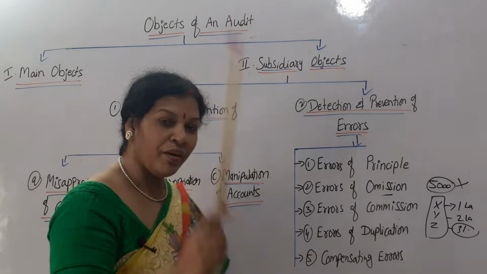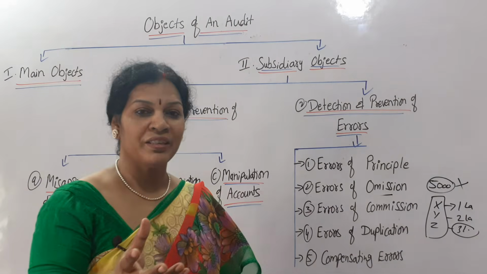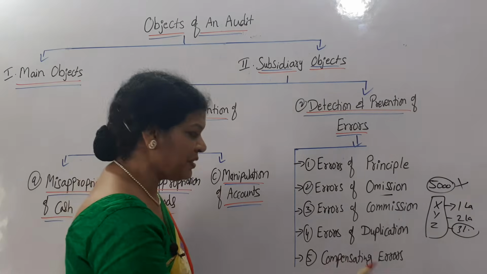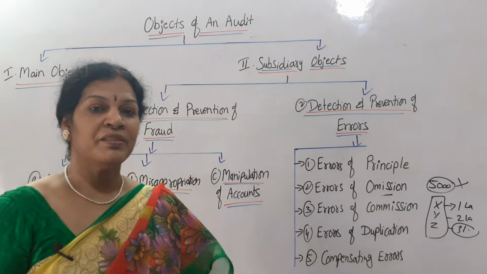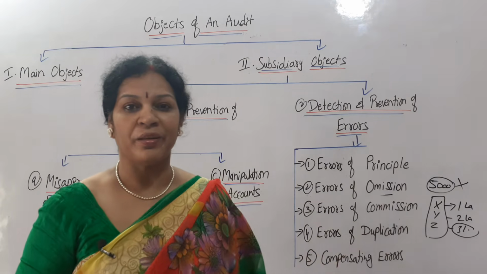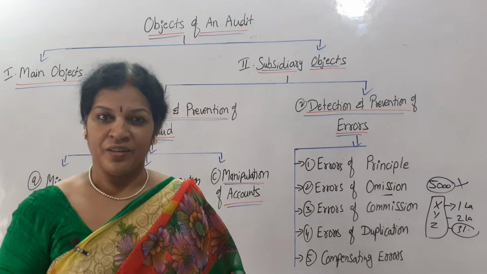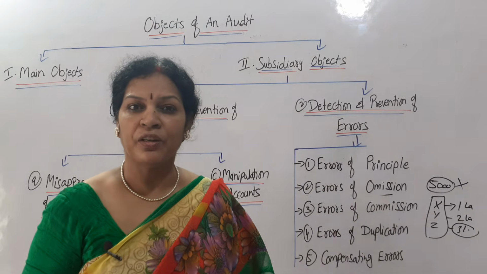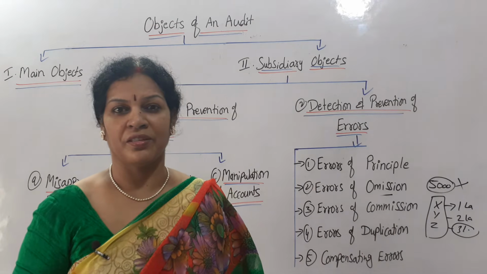And another important and very complicated error is compensating errors. Compensating error means one mistake is covered by another mistake. There is one mistake, but it is covered by another mistake. It is very difficult to find out such kind of mistakes.